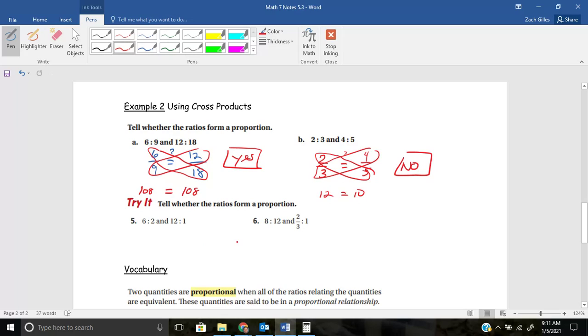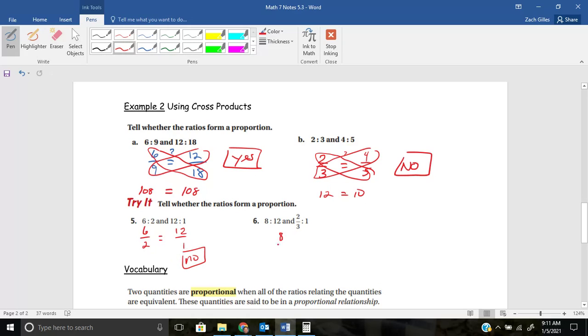All right, tell whether the proportions or the ratios form a proportion. So I have 6 to 2 and 12 to 1. 6 to 2, does that equal 12 to 1? Well, 2 times 12 is 24, and 6 times 1 is 6, so definitely not.